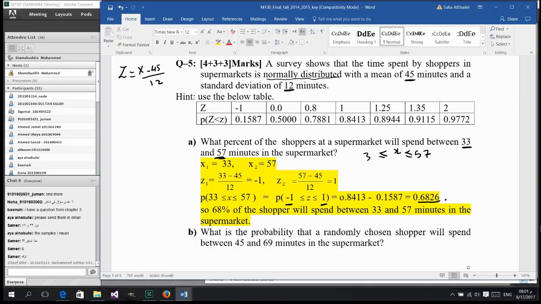I cannot send the samples. We are not allowed to share them through email or through the LMS. We can solve them here, but I cannot send them.